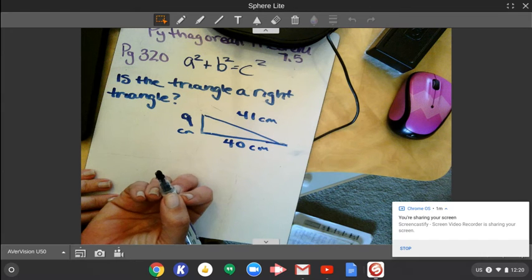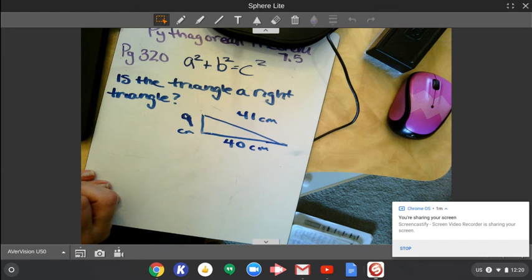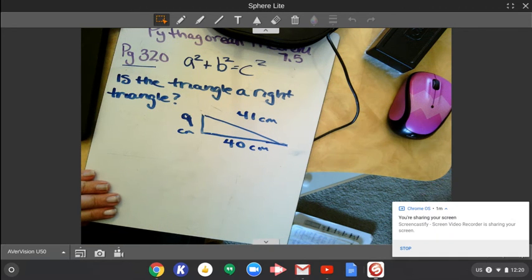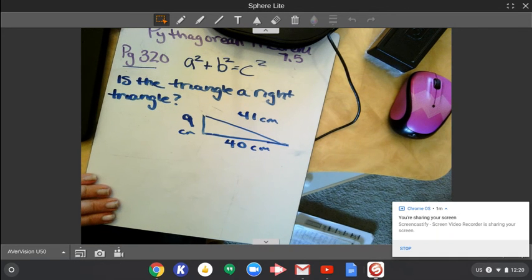So let's try this one here. We're going to try a couple of examples together. You can go to your book, page 320, for another review. I'm going to add extra videos, and then we are in lesson 7.5. We're going to work on this for 2 days.